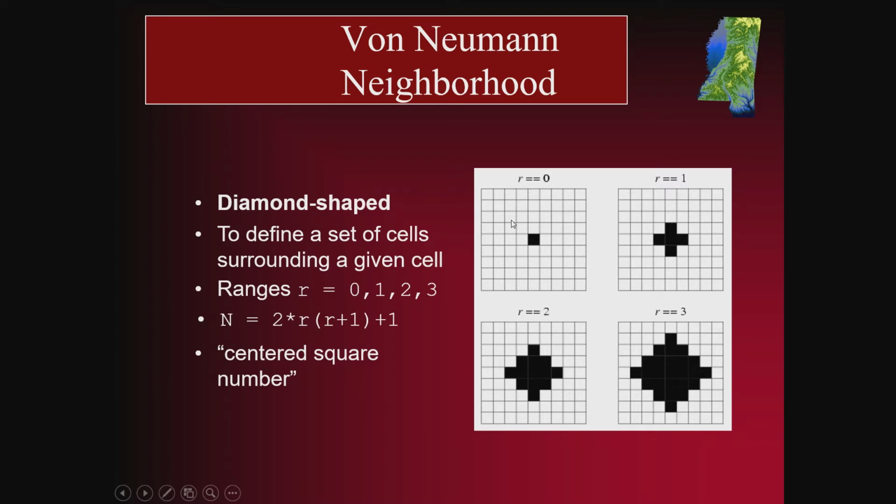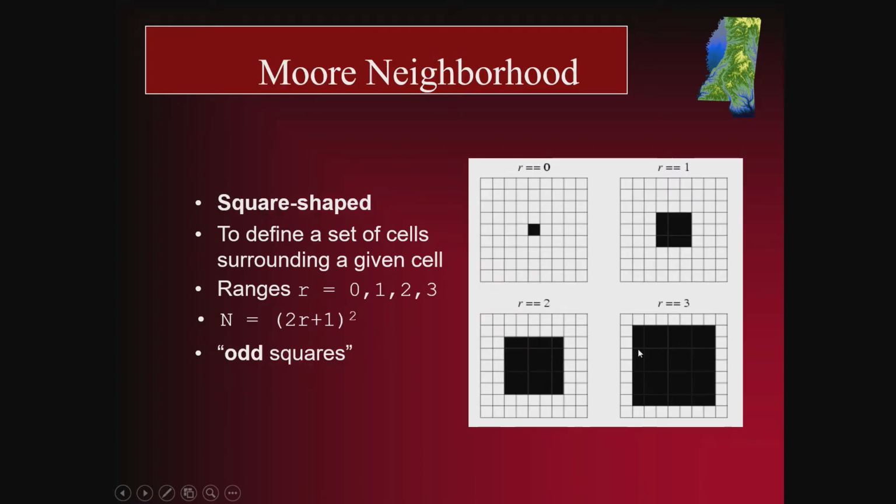There are some common neighborhood types that you might see when you're reading literature on raster GIS operations. Sometimes they refer to the 4 nearest cells as a von Neumann neighborhood, and as that grows, it becomes a diamond shape, like this. And then the Moore neighborhood is the default, square-shaped neighborhood. As it grows, it becomes a square.